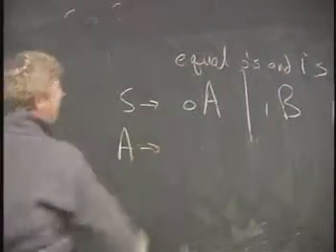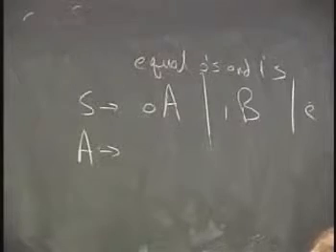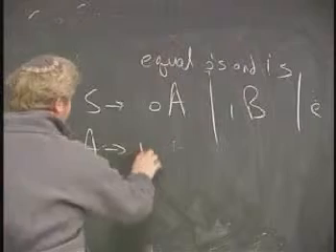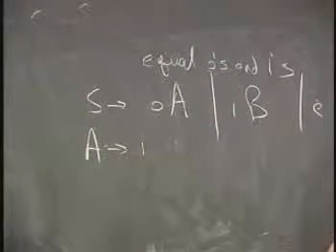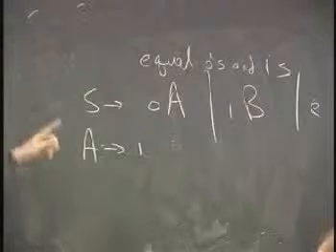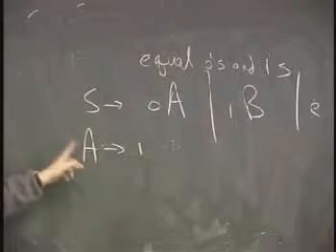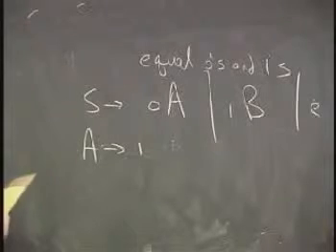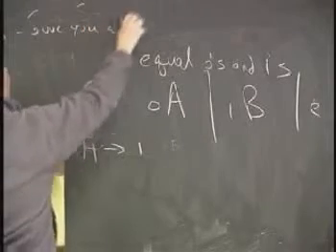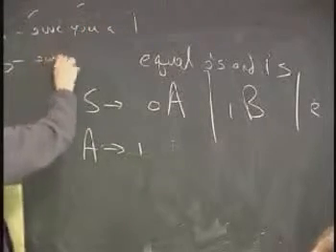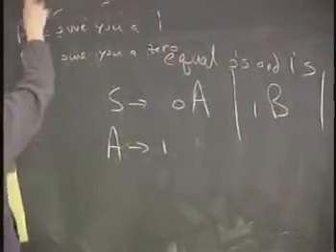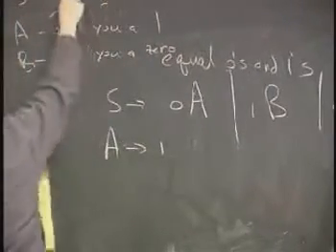Right. Now let's go to A. A has 2 choices. You start with 0, you start with 1. If you get a 1, what do you continue with? Any string that has an equal number of zeros and ones. I like to think of A as I owe you a 1. Okay, if you want to give it a meaning, owe you a 1. B is I owe you a 0. And S is, I don't owe you squat. We're even.